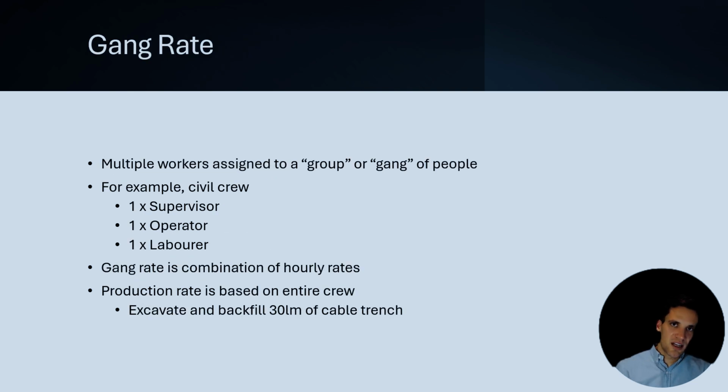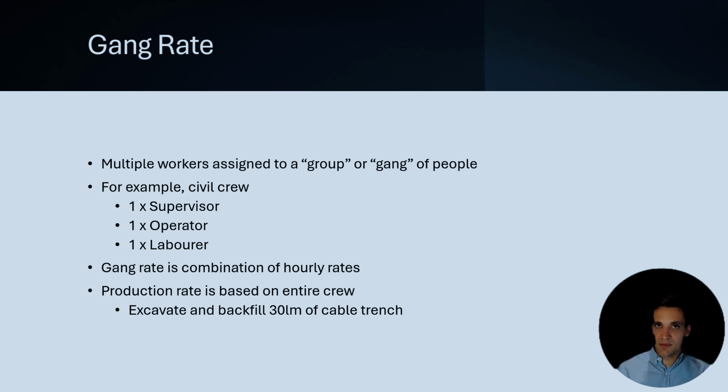Next, I just want to quickly touch on that while you could get a production rate for an individual, more commonly you're probably going to see production rates for a crew. So for example, you might have a civil crew doing trenching. That crew might consist of a supervisor, an operator, and a laborer. The production rate you're going to get is for the crew of individuals. So how much work can a crew do per hour? How much work can a crew do per shift? And you're going to see this across all trades.